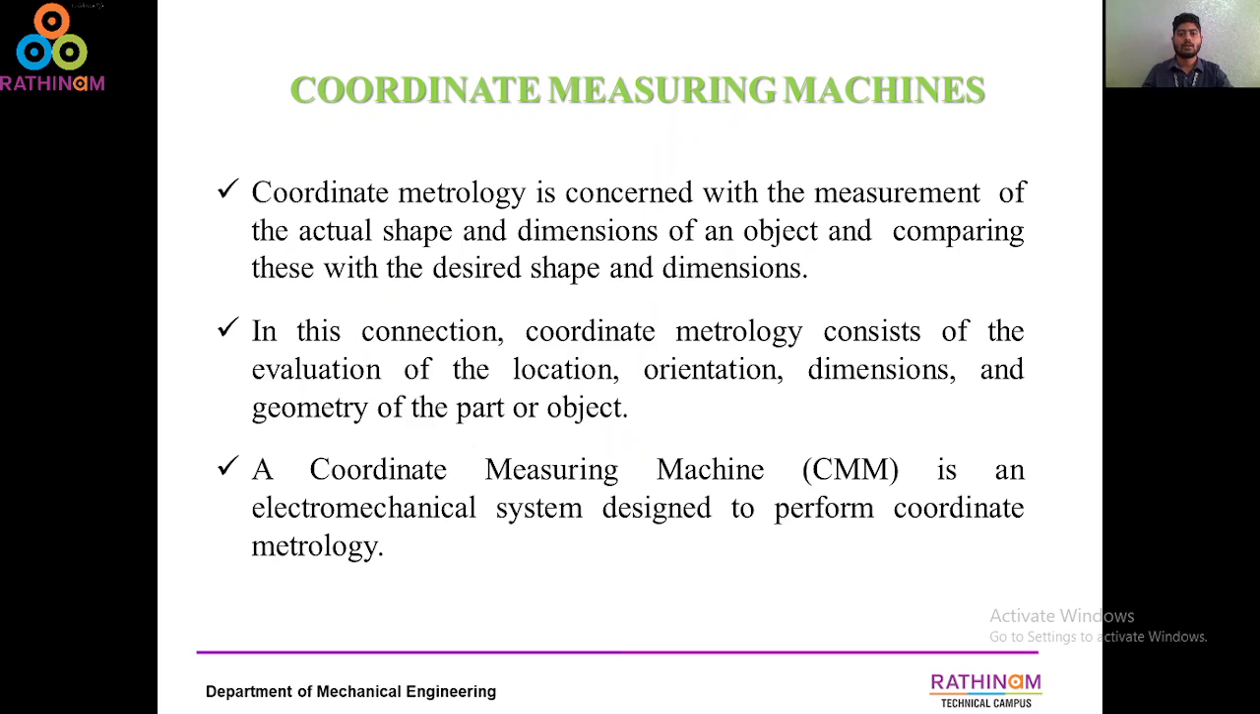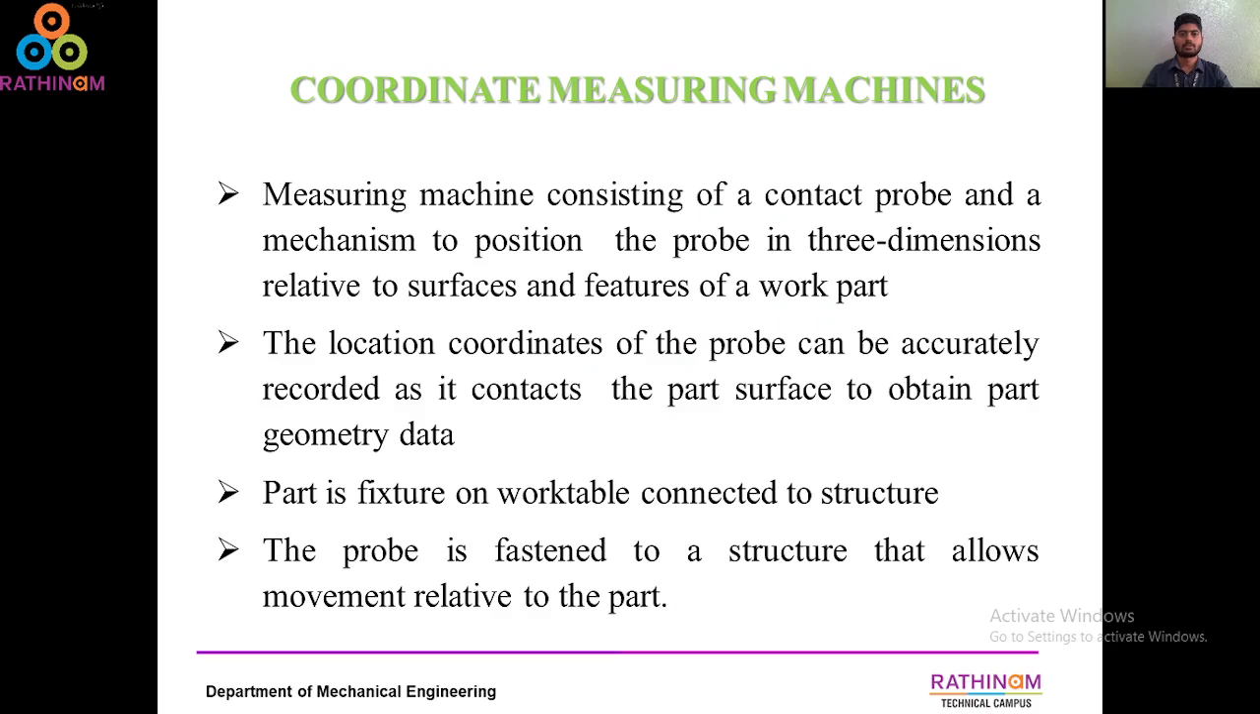So what is a coordinate measuring machine? Coordinate metrology is concerned with the measurement of the actual shape and dimensions of an object and comparing these with the desired shape and dimensions. In this connection, coordinate metrology consists of the evaluation of the location, orientation, dimensions and geometry of the part or object. A coordinate measuring machine, that is CMM, is an electromechanical system designed to perform coordinate metrology. It has electrical and mechanical parts combined together to work.